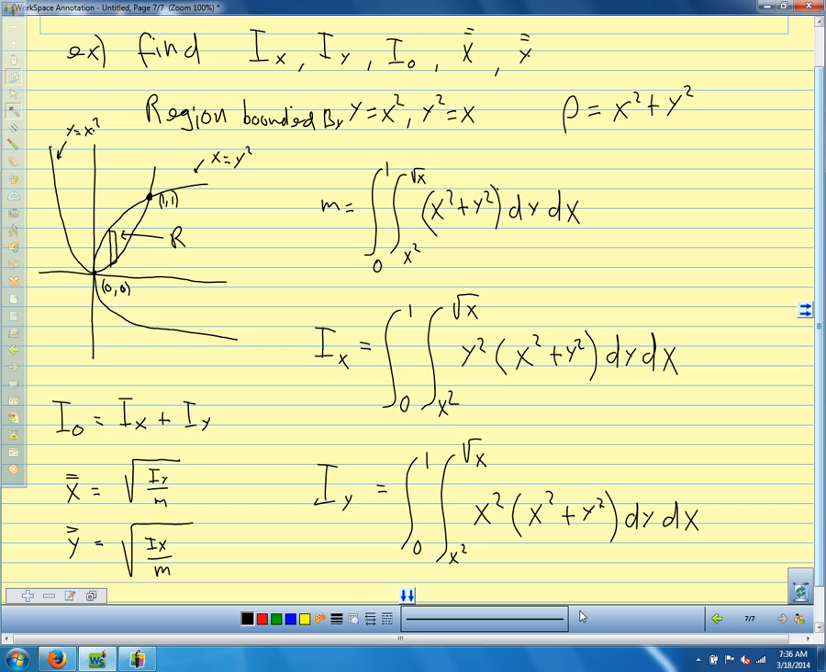Questions? Okay, so we're just following the same procedures that we've done before, setting up our regions. We just have other things that we're putting into our integrals to evaluate. So it's just a tool to let us find other things with a double integral.